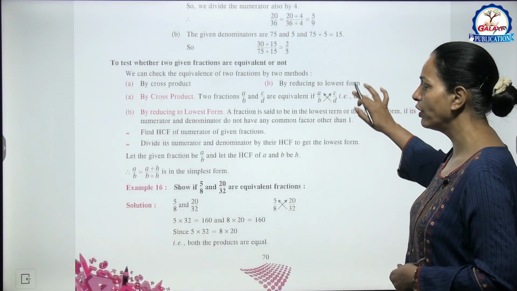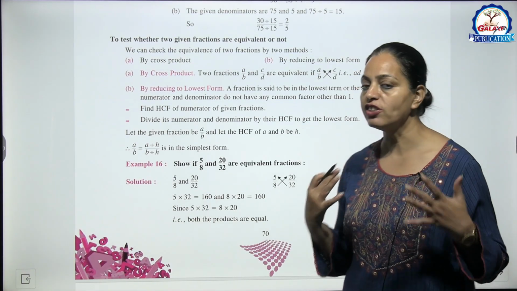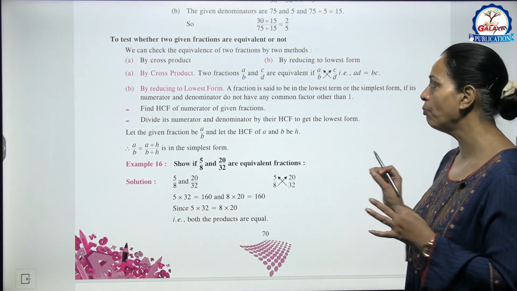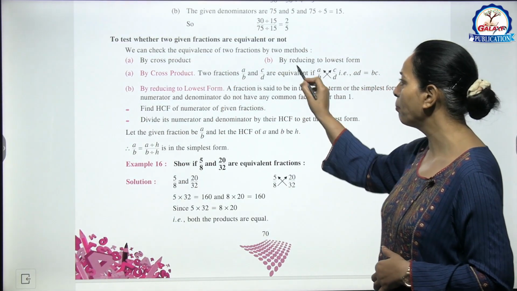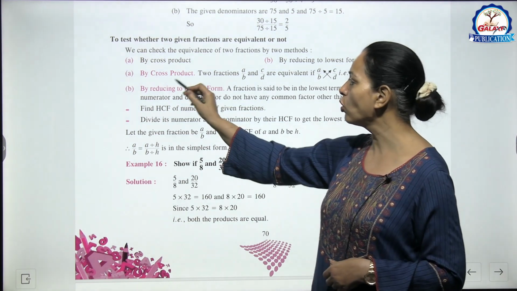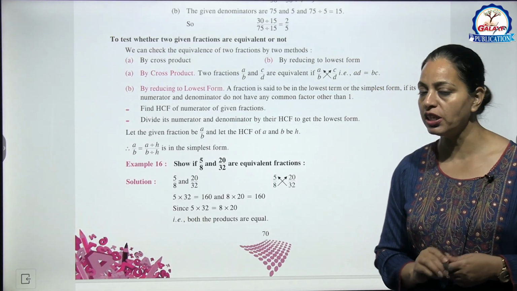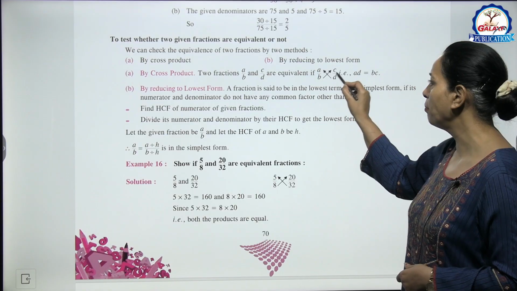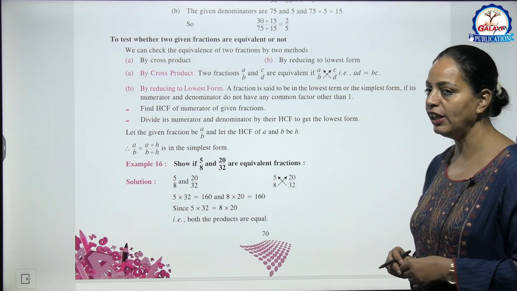Now to test whether two given fractions are equivalent or not. So we can check the equivalence of two fractions by two ways, by two methods. The first one by cross product and the second one by reducing to lowest form. So A part, by cross product. Suppose we have two fractions A upon B and C upon D. हम क्या कर देंगे, cross multiply. So AD and BC. If these are equal, it means fractions are equivalent.